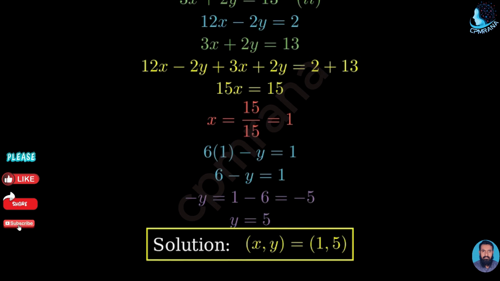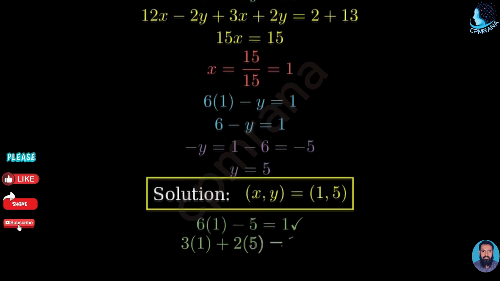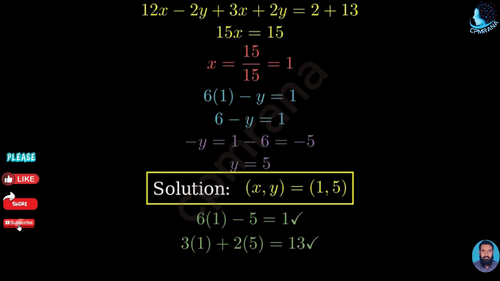Let's verify our solution by plugging these values back into our original equations. In equation 1, 6 times 1 minus 5 equals 1. And in equation 2, 3 times 1 plus 2 times 5 equals 13. Both equations are satisfied, confirming our solution.